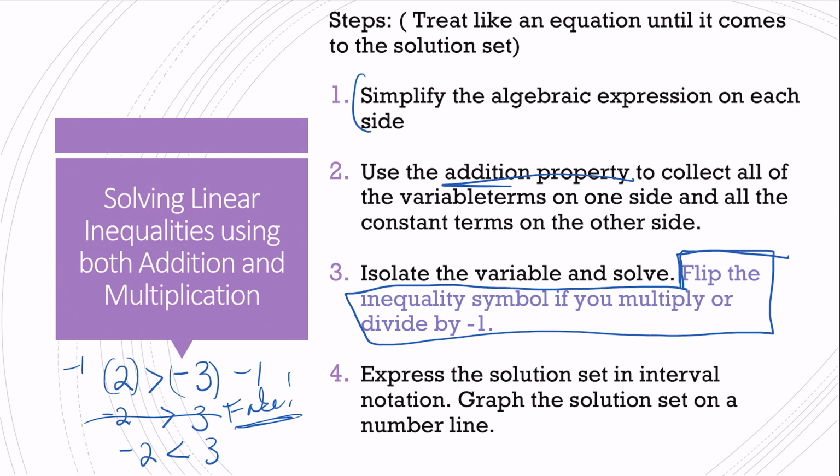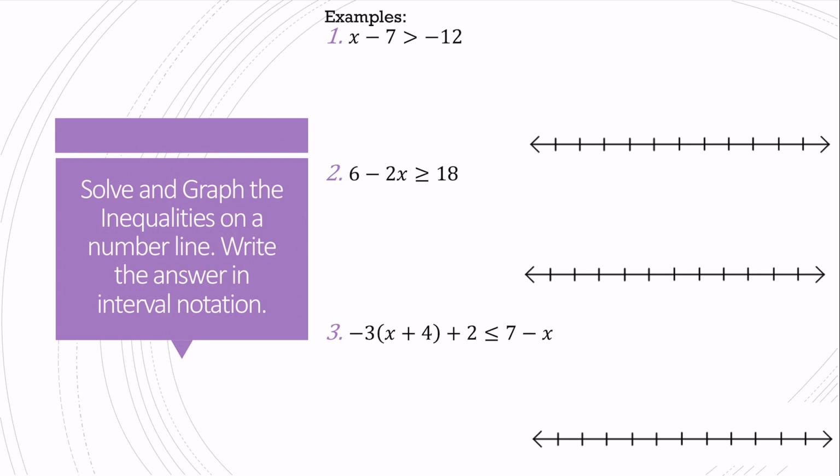We can express our solution set in interval notation and graph our solution set on a number line. So let's practice some examples. Here I have x minus 7 is greater than negative 12. I'm going to add 7 to both sides. I have x is greater than negative 5.